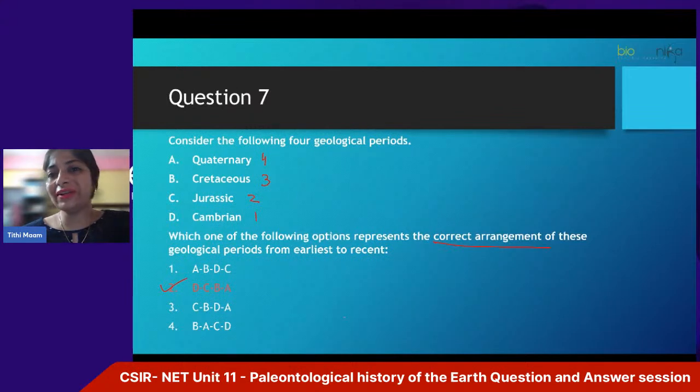Because at the end of the day, however much I help you here, or all the faculties of Biotechnica, we cannot enter the exam center with you. You only have to go there and you only have to solve, right? So your confidence has to be there.